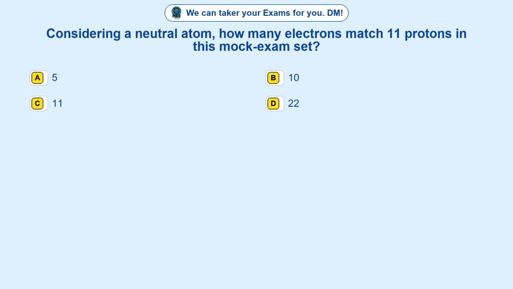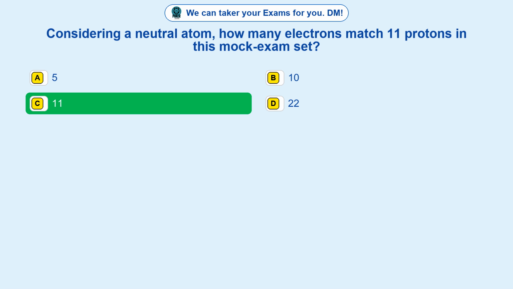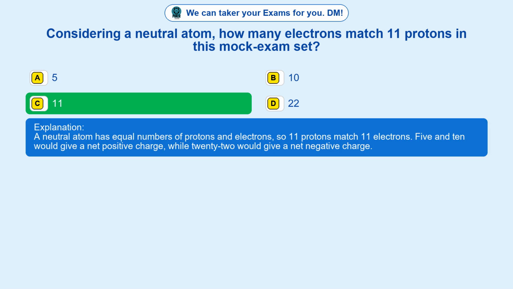Question 32. Considering a neutral atom, how many electrons match 11 protons in this mock exam set? Option A, 5. Option B, 10. Option C, 11. Option D, 22. The correct answer is option C, 11. A neutral atom has equal numbers of protons and electrons, so 11 protons match 11 electrons. 5 and 10 would give a net positive charge, while 22 would give a net negative charge.